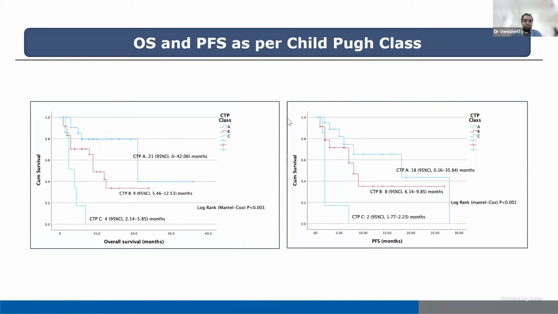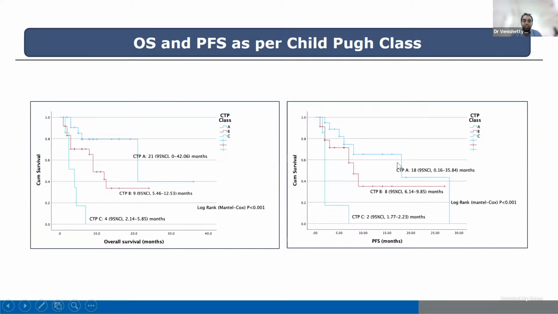When you see the overall survival as per Child-Pugh class, CTP-A has a significantly higher overall survival compared to CTP-C. CTP-A has almost 21 months of survival, which is significantly higher than the median overall survival we see in IMbrave150.